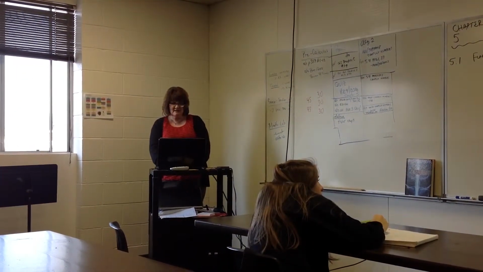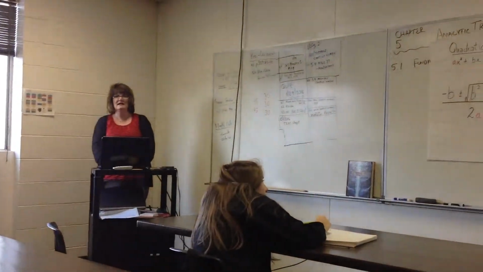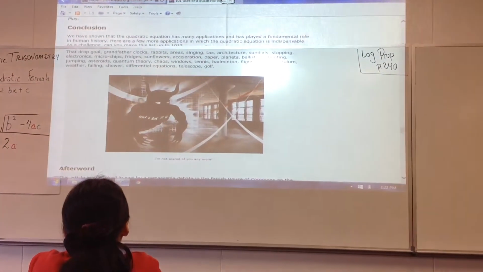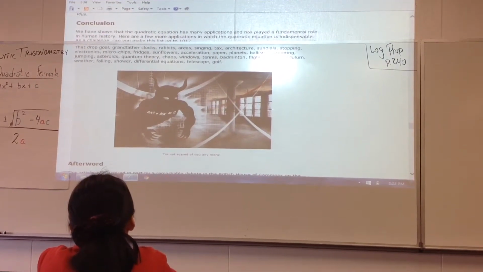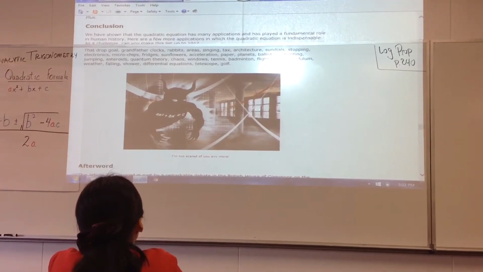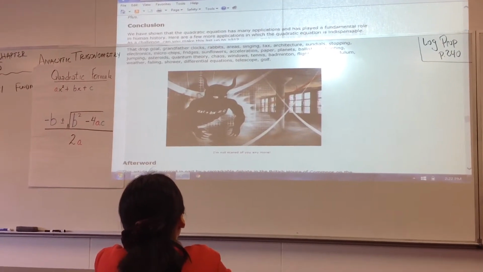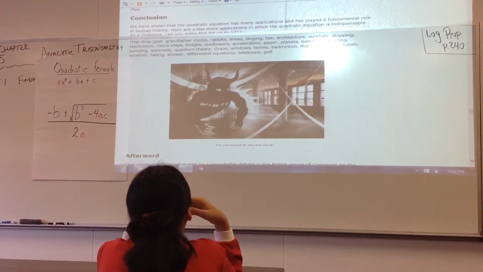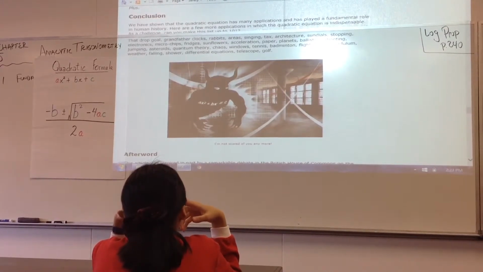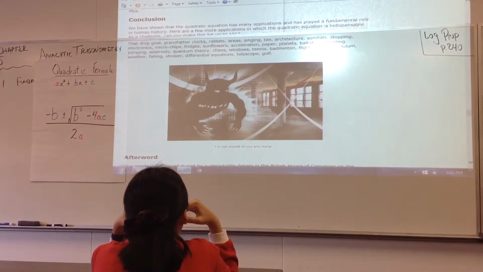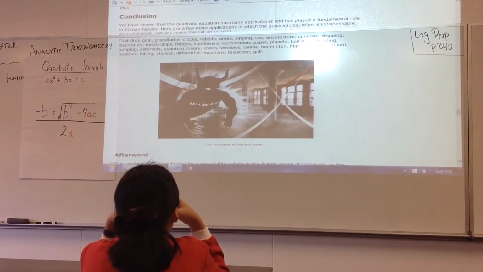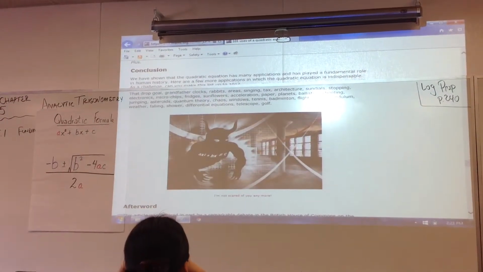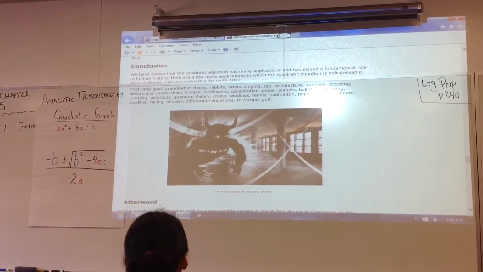So just to finish this out, I know some of you are really excited about this because you like science. This was kind of funny, I thought. Look at the conclusion. We've shown that the quadratic equation has many applications and has played a fundamental role in human history. Here are a few more applications. Look down there. Refrigerators, sunflowers, planets, badminton, radio, pendulum, weather, falling, showers, golf. All of those real life things use the quadratic equation. I just think that's pretty cool.